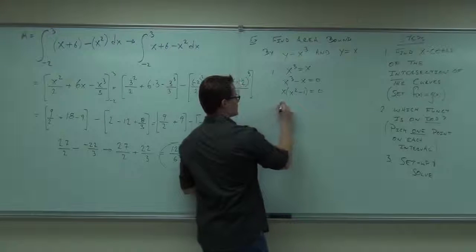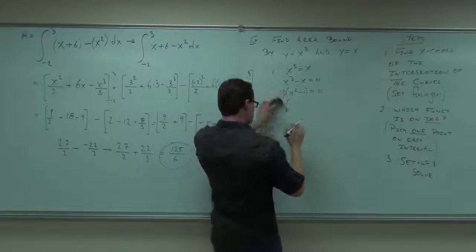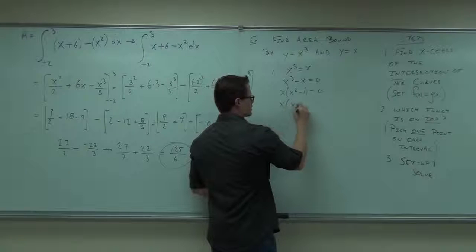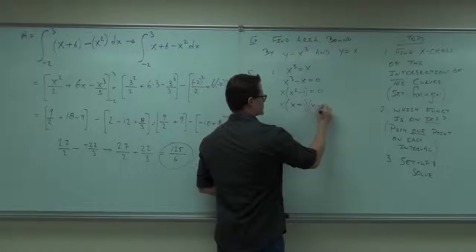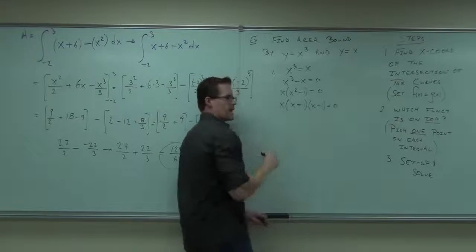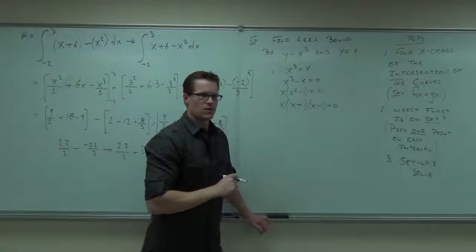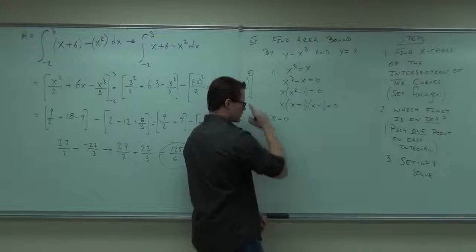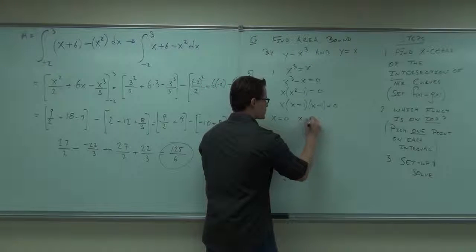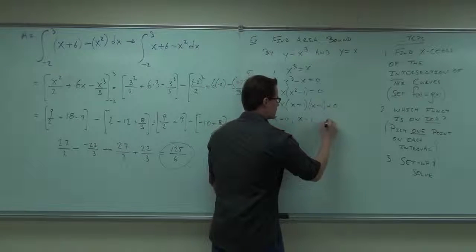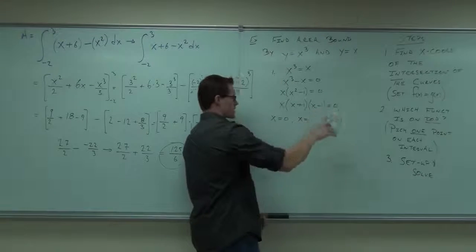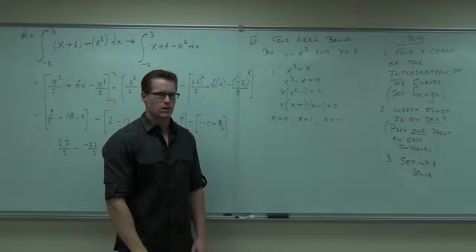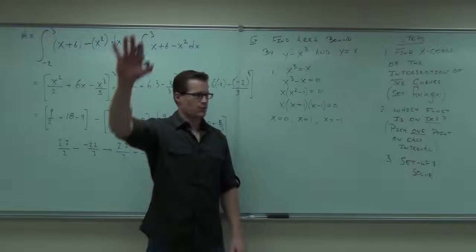Keep going. Or x equals 0. X plus 1. X minus 1. You get how many points? 3. Don't forget about that one. X equals 0. X equals 1. X equals negative 1. I think I have those out of order, but those are the 3 points that you get. Raise your hand if you're able to find those 3 points.